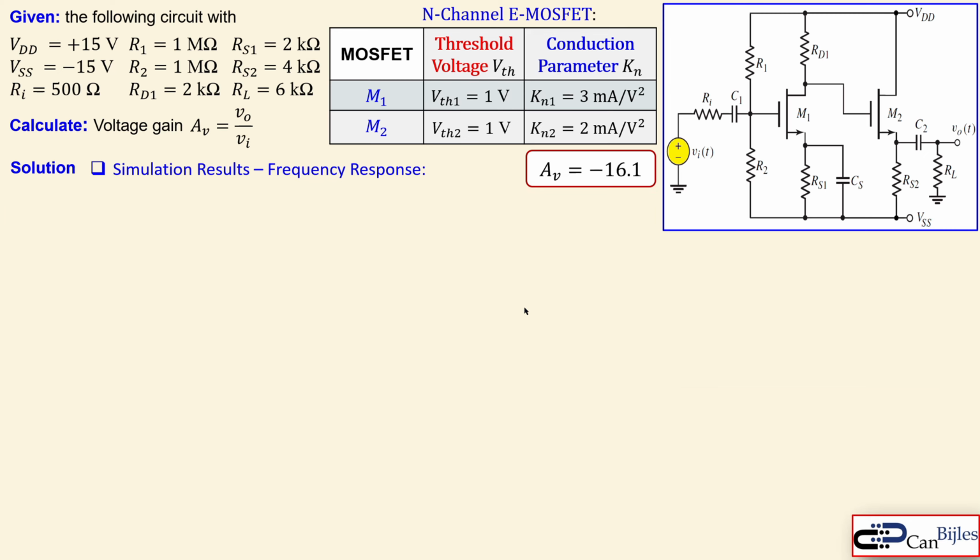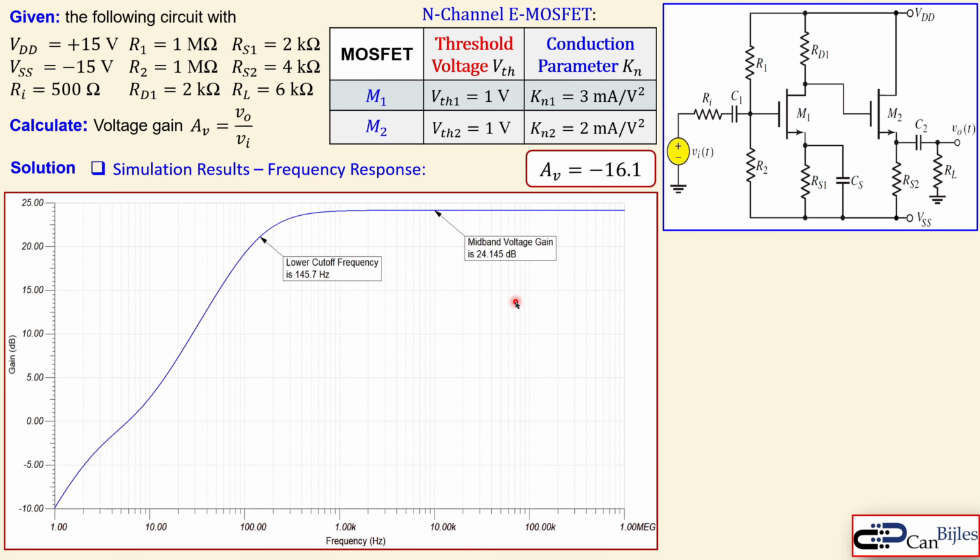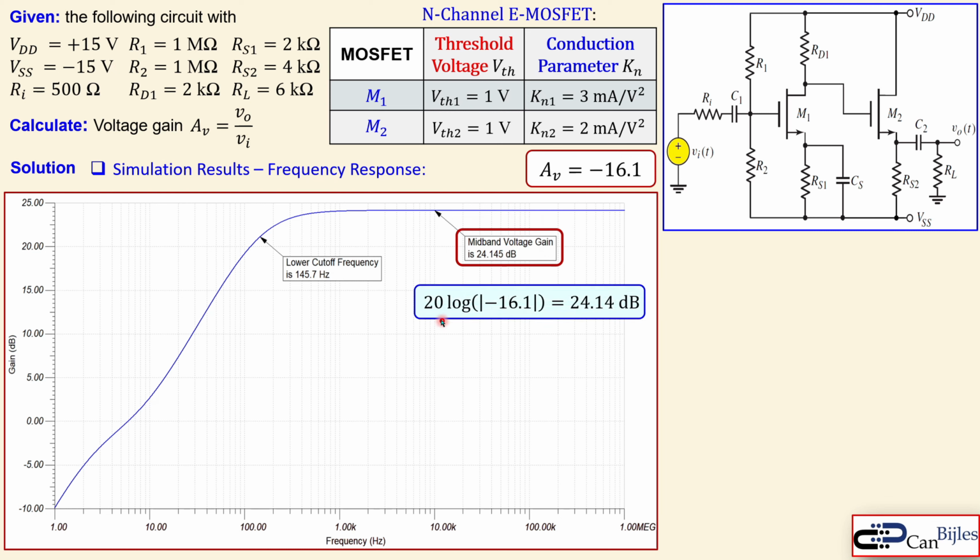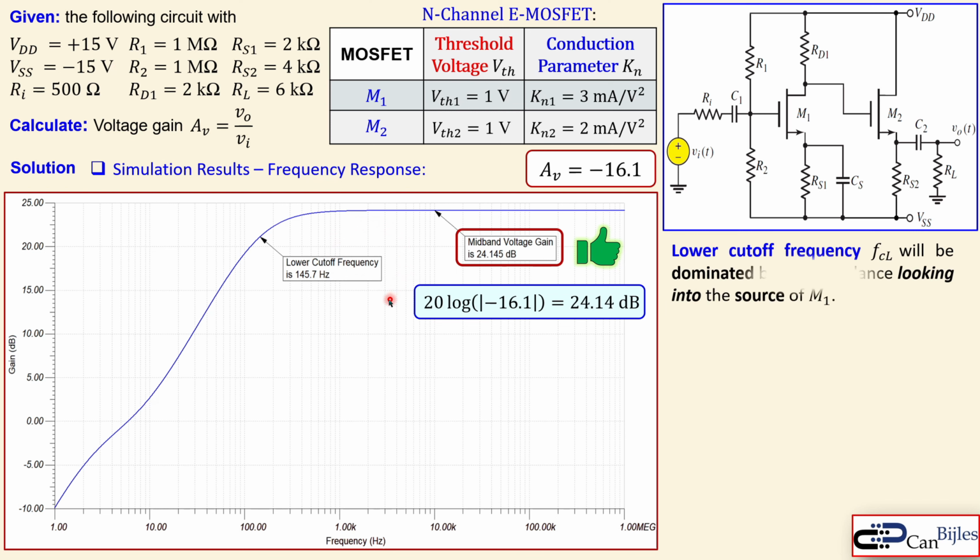Now let's also look at the frequency response, because there's a very interesting thing about that. This is the Bode plot, and we see the mid-band gain here, which is this value. But why is this 24.145 dB? Now you use this formula and you take the absolute value of your voltage gain to calculate your gain. And if you do that, you will get 24.14 dB, very close to what we have here. So again, the confirmation that the gain is correct. There's also another parameter, which is the lower cutoff frequency.